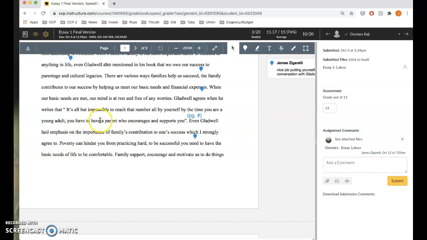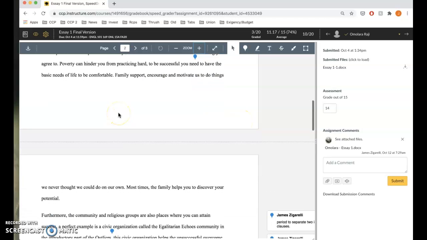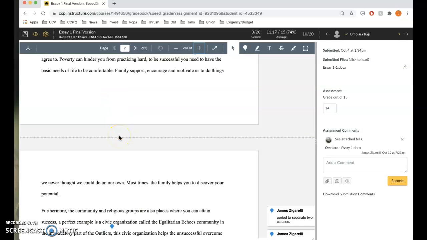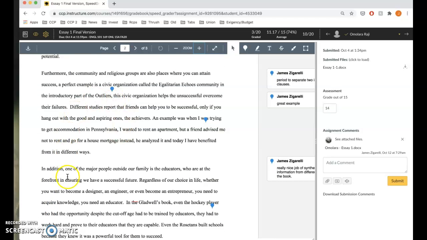And then once she has the quote, she then is going to talk a little bit about it, right? Even Gladwell laid emphasis on the importance of family's contribution to one's success, which I strongly agree to. So she's doing a good job of toggling back and forth between her ideas and Gladwell's ideas. And she's going to continue to do that in each body paragraph. So, okay, and so then in her second body paragraph, right, she moves into another specific example from the book and connects it to her own life, right?